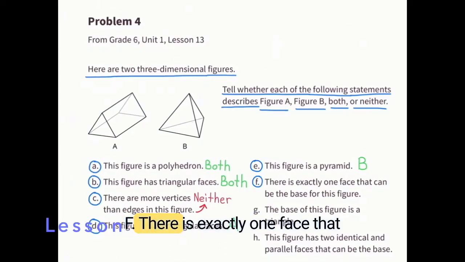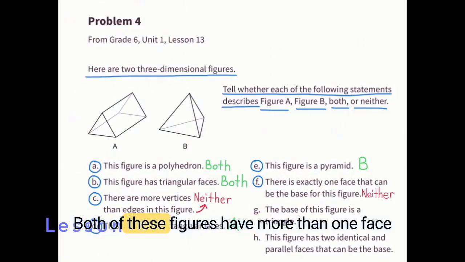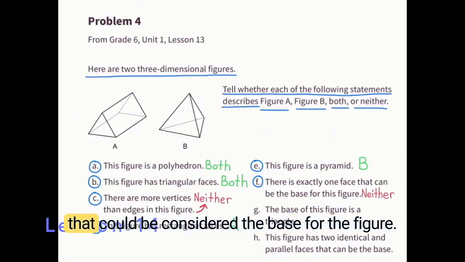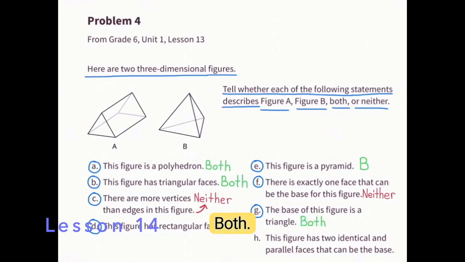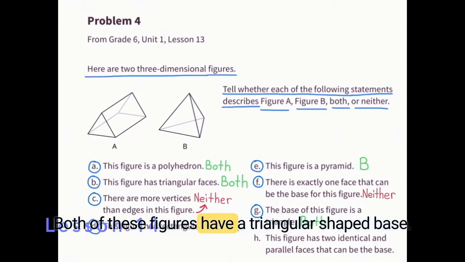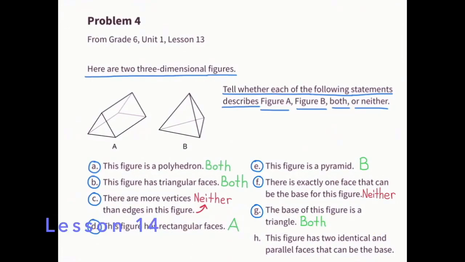F. There is exactly one face that can be the base for this figure. Neither. Both of these figures have more than one face that could be considered the base for the figure. G. The base of this figure is a triangle. Both. Both of these figures have a triangular shaped base.